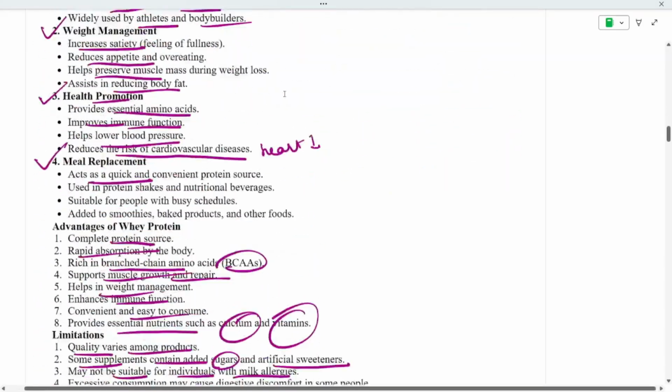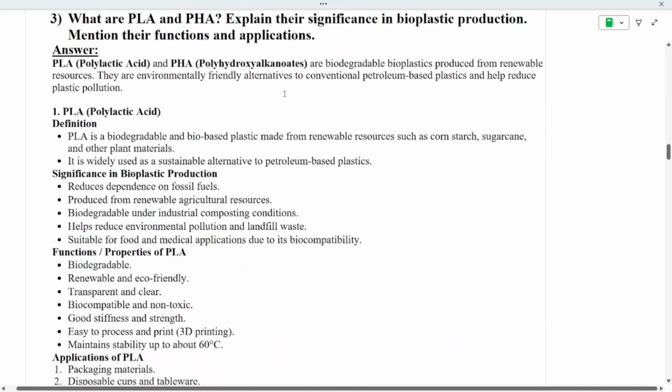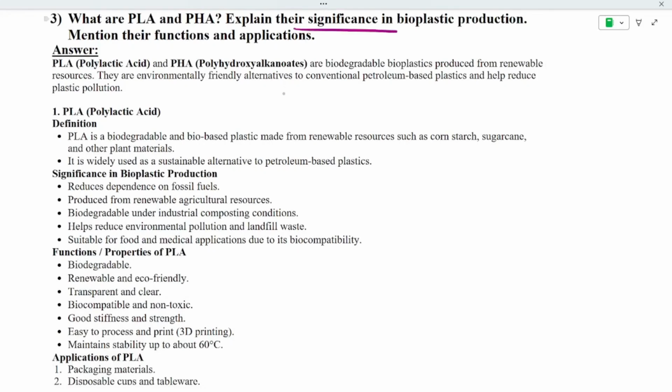I hope you got this. Next is PLA and PHA. Explain their significance in bioplastic production, and their functions and applications. What is PLA? Polylactic acid. And what is PHA? That is polyhydroxyalkanoates.